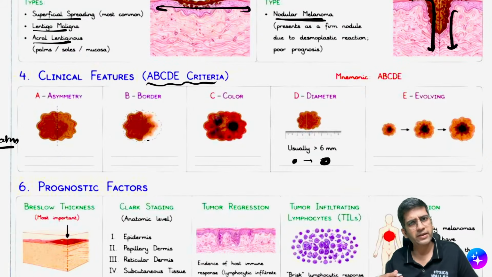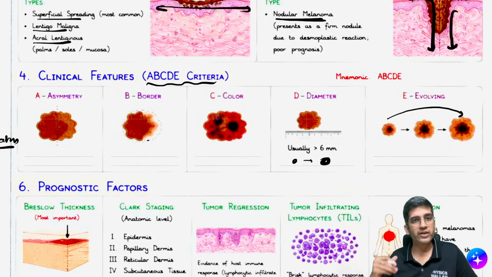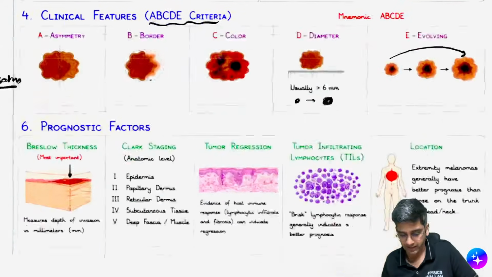Growth beyond 6 millimeter is something which is not important. If it's not normal, it has to be neoplastic, or it evolves from a mole to a melanoma, becoming irregular and everything. We think of a melanoma by its clinical danger signs, the ABCDE criteria, right?